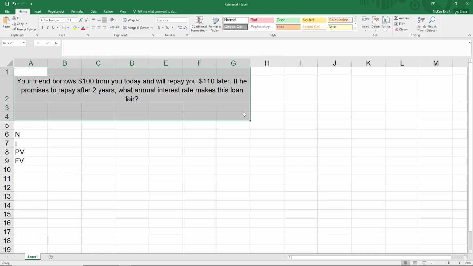I have prepared a standard question here, asking us to find the interest rate that makes this loan fair. In other words, making the 100 today equivalent to 110 2 years from now.